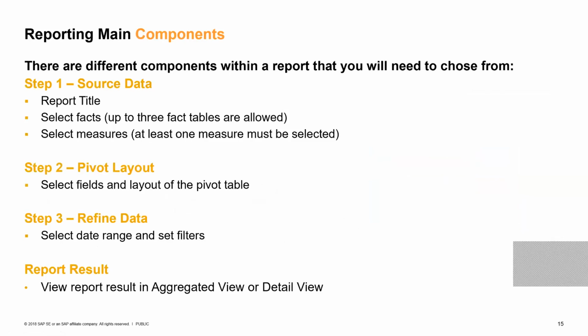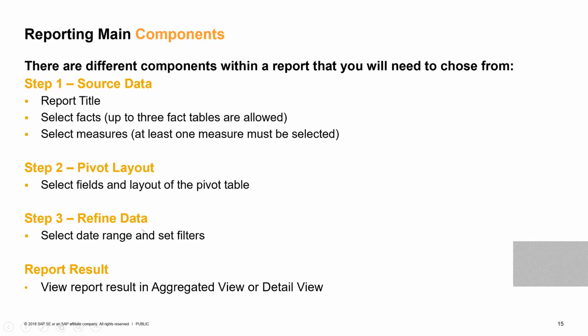Some of the reporting main components, and if you ever tried to create a report before, you will remember this as steps 1, 2, and 3. On step 1, you will be naming the report. We'll be selecting the fact tables, and the system allows you to select up to 3 fact tables. And you'll also be selecting the measures for that report. On the pivot layout, that's where you're going to start selecting which fields you want to see as part of the report.